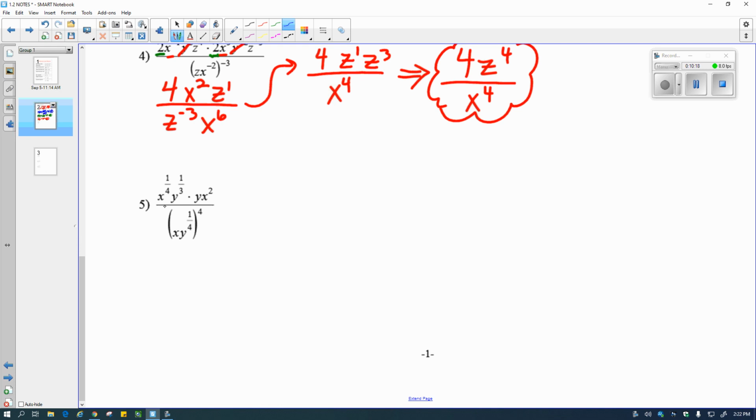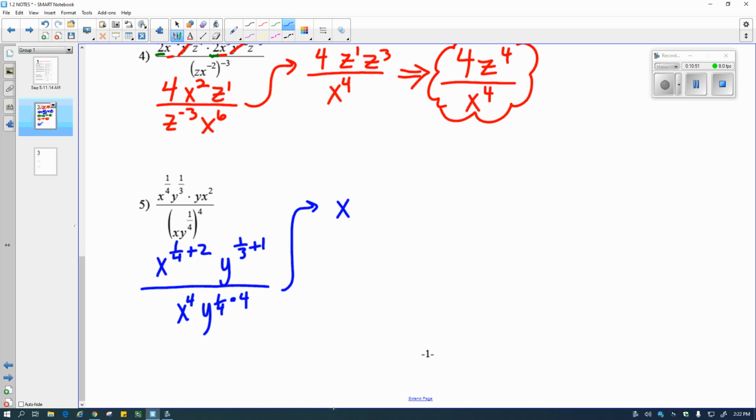So on the top, I'm going to combine the x's and combine the y's. So I have x to the 1/4 plus 2, and then y to the 1/3 plus 1. And then on the bottom, I can bring that power through, x to the 4th, y to the 1st, because that would be, I should do this, 1/4 times 4. So plus when the bases are the same, but multiply when you have a power on a power. So now let's do all the fraction work with that.